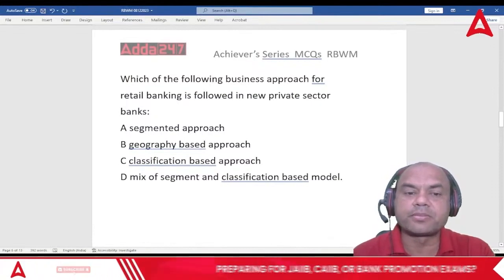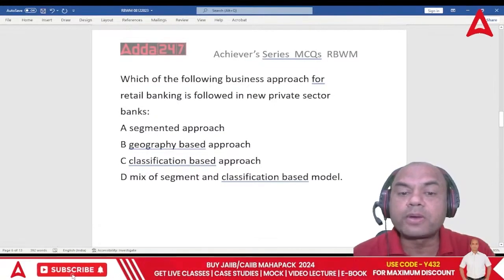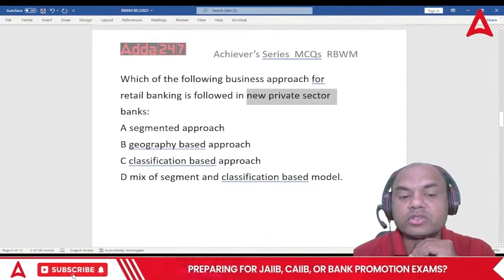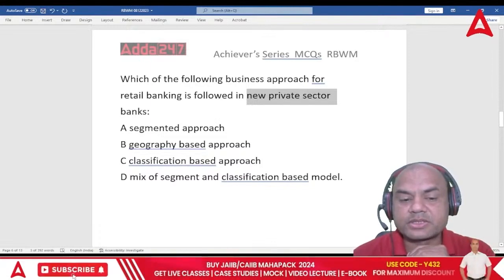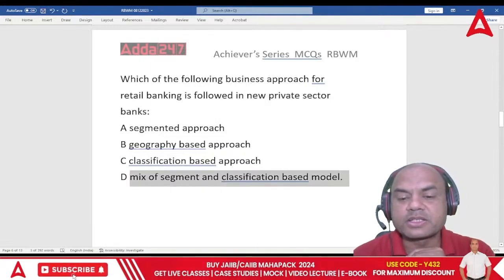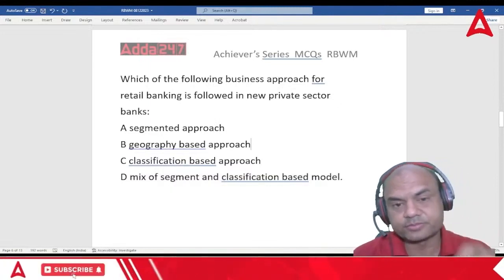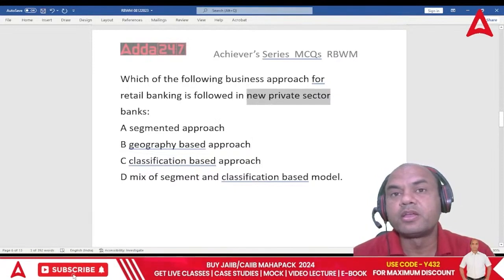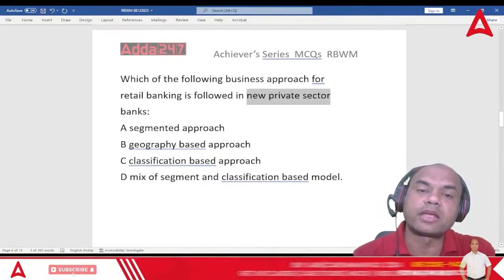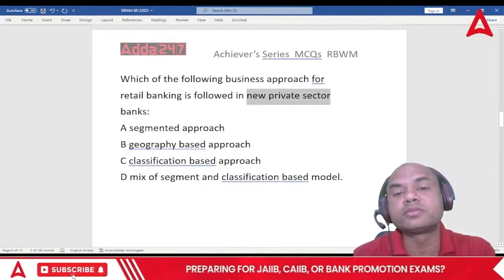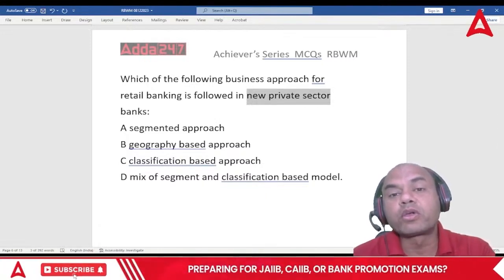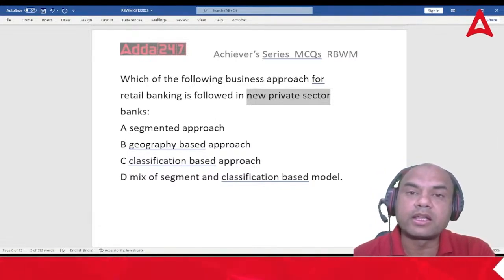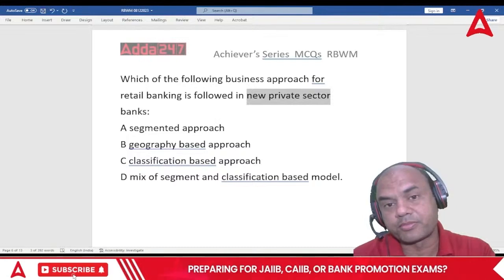Which of the following business approach for retail banking is followed in the new private sector banks? Now, new private sector. Segmented, geography based, classification based, and mix of segment and classification. What is the answer for this? Think over it. Now, new private sector banks means which banks are we talking of? We are not talking of Karnataka Bank or Karur Vysya Bank, Federal Bank. These banks were all formed before 1991. Those banks which are formed after 1991, after that Narsimham Committee report.